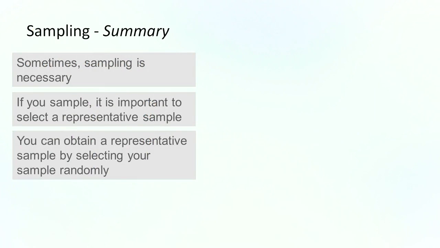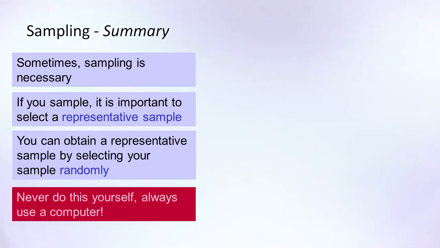Summarizing, we have seen that sometimes it is necessary to sample, and that if you sample, it is important to select a representative sample. One way to obtain a representative sample is by randomly selecting the items. However, never do this yourself. Always use a computer to make a random selection.